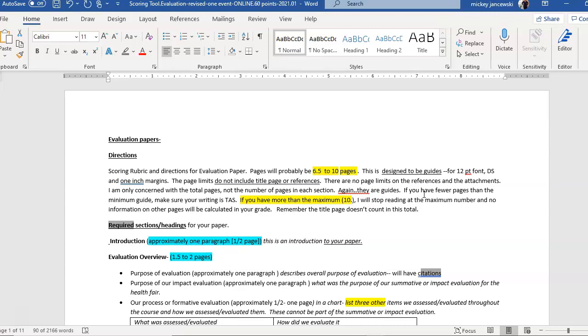And I really think that this paper will help you think and reflect about what we did in the class to determine, was it successful or not? And then really think about things that were successful, how to recreate them, and things that were not successful, how to tweak them and fix them.